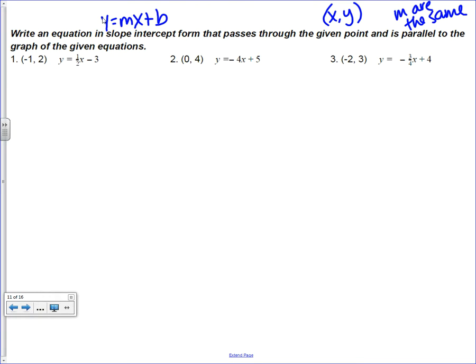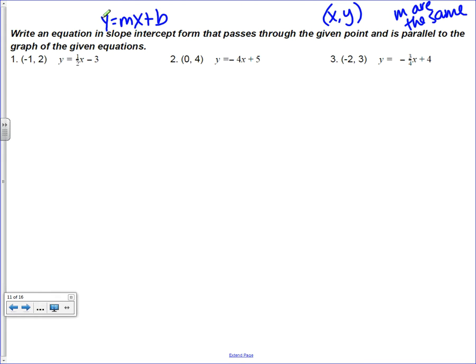So here we go. You see number 1? Does everybody see the point in number 1? Do you see the equation in number 1? That equation is a line, isn't it? So I want to make another line that will be parallel to that line and goes through the point they gave me. That's the whole goal here. Fair enough?